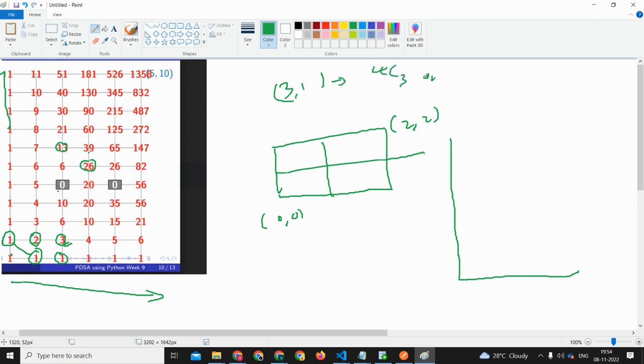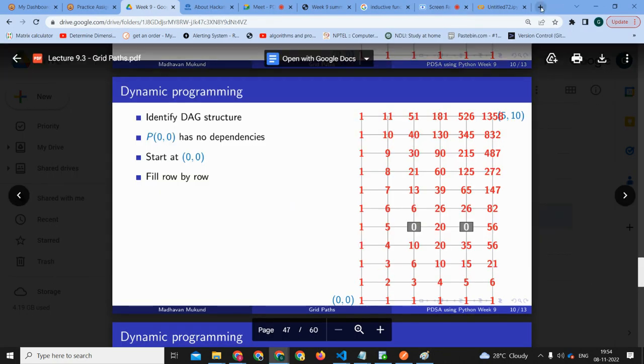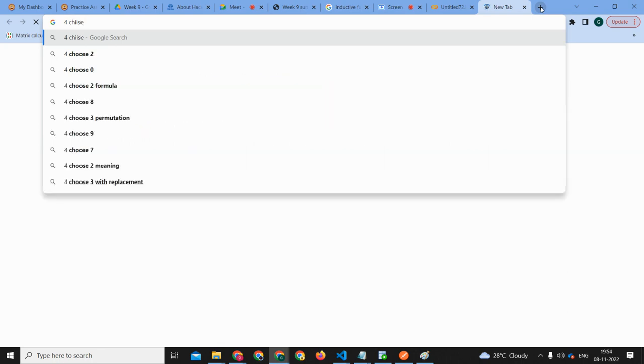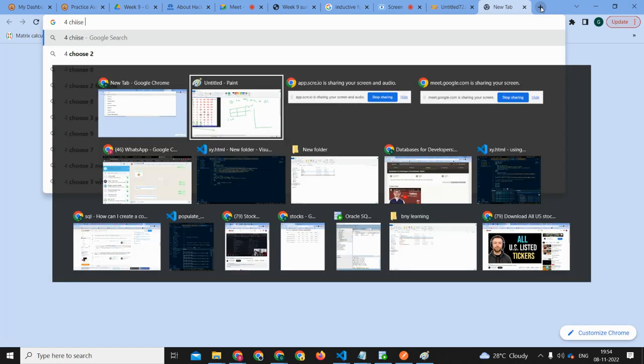It's 3 comma 1, 4 choose 3, or 4 choose 1, right? What is 4 choose 1? Or 4 choose 3? 4 factorial by, how do you get that? We can do the calculation here itself. One and three, right? 3 choose 2, it is 3.